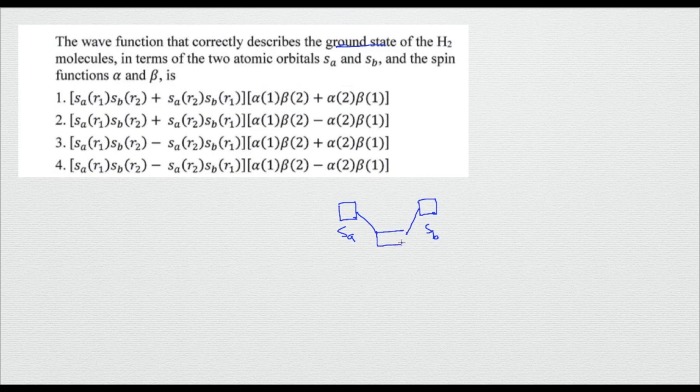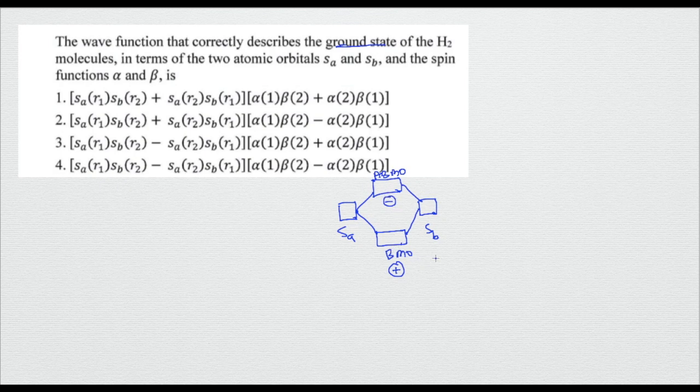So a bonding molecular orbital will be formed, and an anti-bonding molecular orbital will also be formed, okay? Now we know that if one atomic orbital is denoted by SA and the other by SB, the bonding molecular orbital will have a positive sign, whereas the anti-bonding molecular orbital will have a negative sign. They will be added constructively here, whereas they will be added destructively over here.